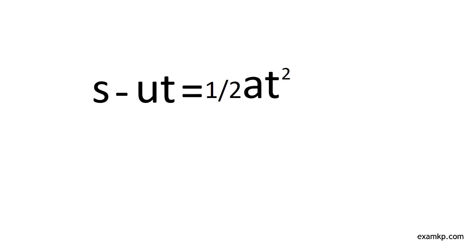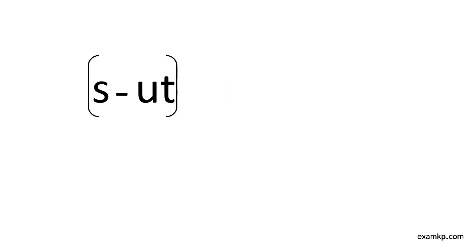First, we subtracted u and t to get the term with a by itself. Then, we multiplied by 2 to get rid of that fraction. And finally, we divided by t squared. See? It's the same method just applied with a bit more care.